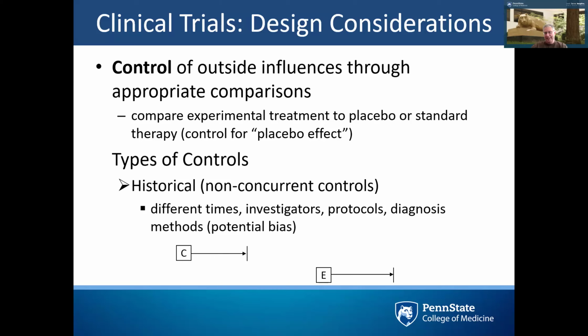So it's basically, there are different times, investigators, protocols, diagnosis. It's where you're doing an experiment on a group of people, but the controls you're using are data from the past. For example, I'm pulling this data from a paper that was published 5 years ago. It's going to be my control group because I can't afford to do both groups. I can only afford to do one group. I'm only bringing this type of control up because it has been done, but again, this is typically frowned upon.